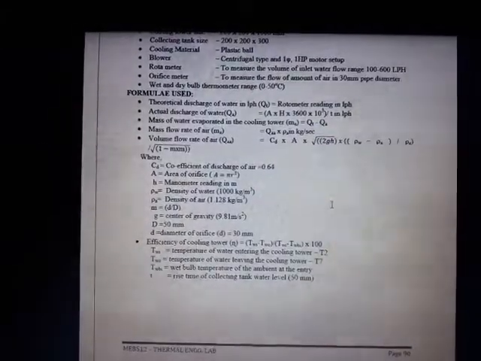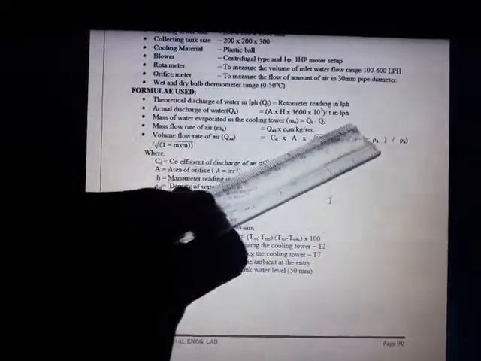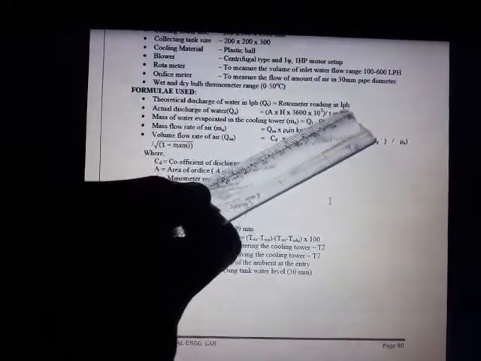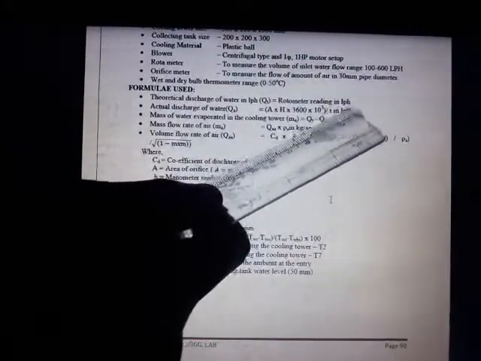After obtaining these two values, the difference QT minus QA is the mass of water evaporated. The formula for theoretical discharge of water in liters per hour is the rotameter reading in LPH. We have set the values as 300, then 350, 400, 450. In this way you have noted the value of flow rate in LPH, that is liters per hour.